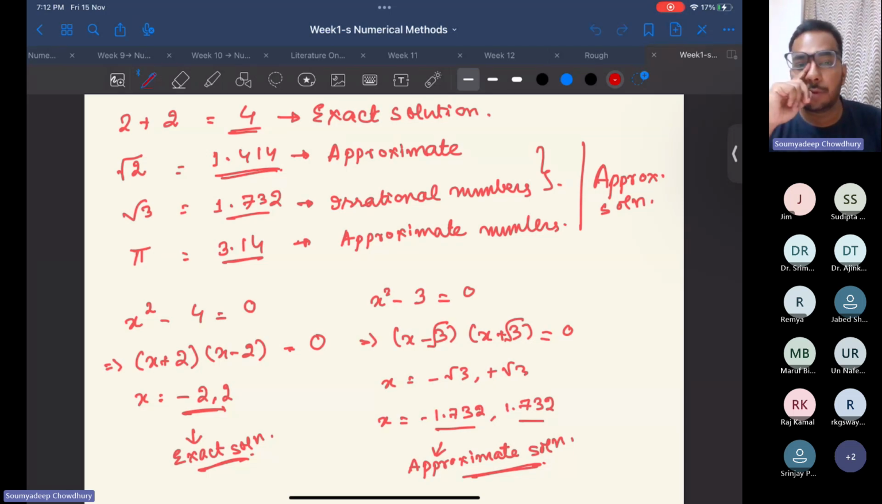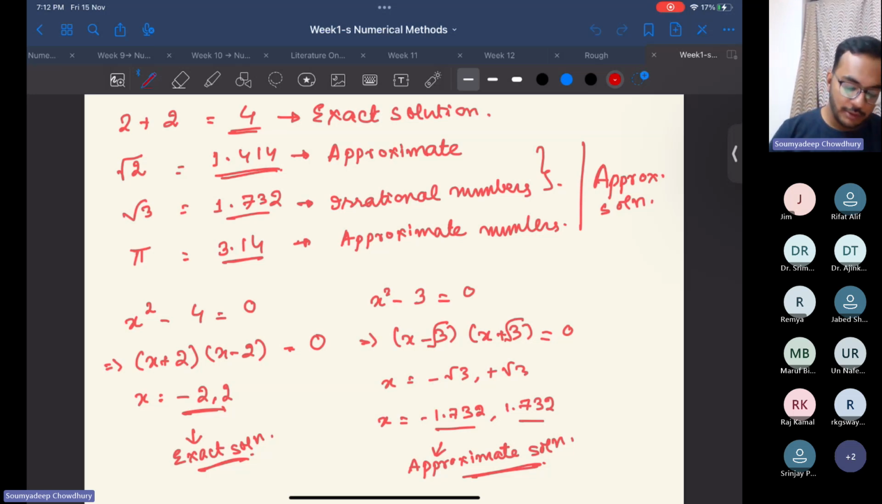And why do we want to solve any equation by a numerical method? There are different analytical techniques present to solve normal equations. Like if we have an equation like x square minus 4 equals 0, we know the exact solutions of this equation, which are minus 2 and 2. So this is an exact solution. Whereas if I have an equation like x square minus 3 equals 0, it again gives me two different solutions. These are minus root 3 and plus root 3.